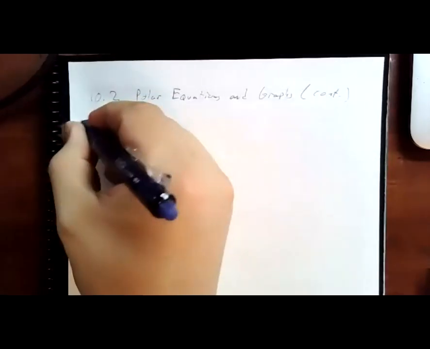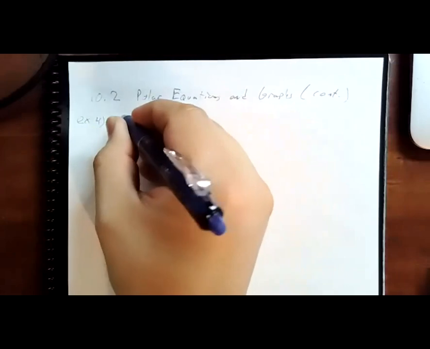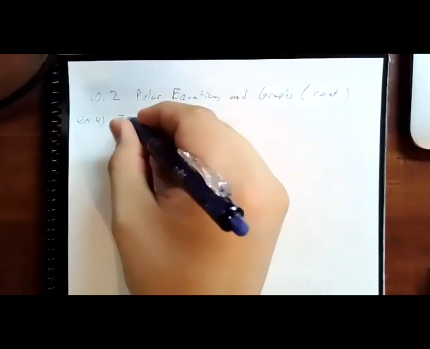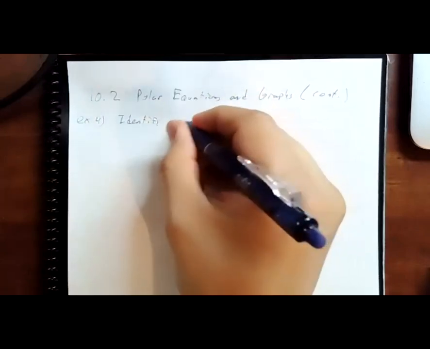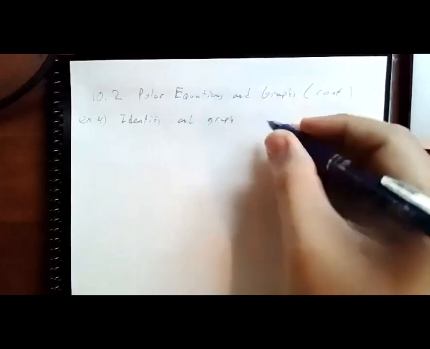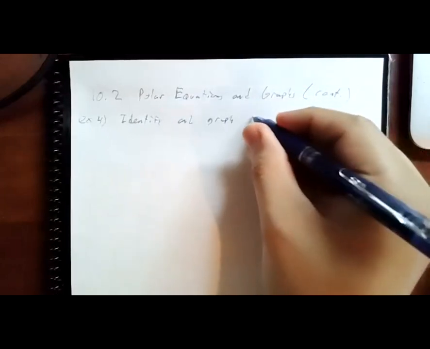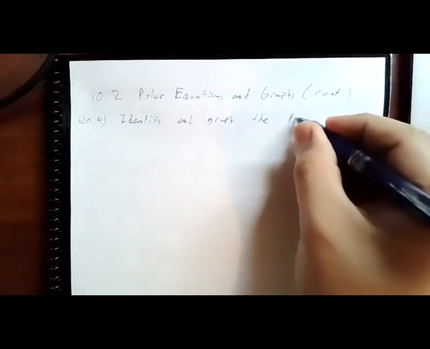So we have a few questions where they're going to ask you to identify your graphs. We've been already doing that, I guess, but we haven't talked about the different types of polar graphs. Identify and graph. But if you have a grapher, it shouldn't be too bad. Verify the polar equation.